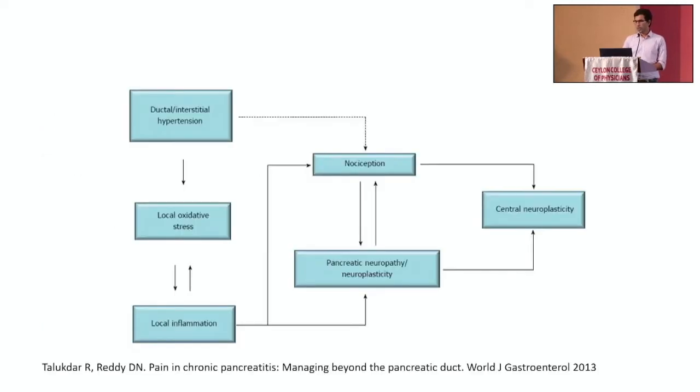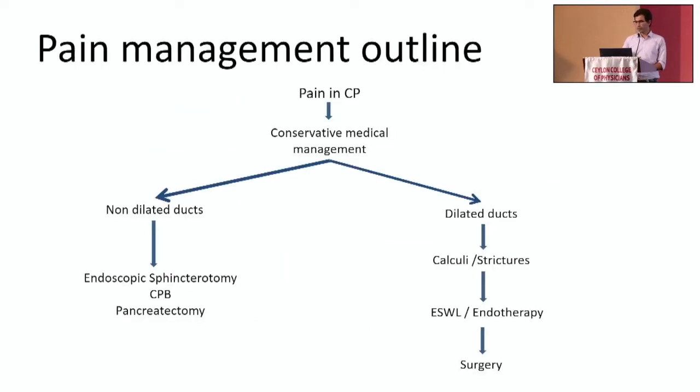This diagram is to show you the central and peripheral neuroplasticity. This is the mechanism that they are describing. Even after pancreatectomy, a group of patients continue to experience chronic pain. So this is the mechanism that they use to explain this persistent pain. And this is the outline of pain management.